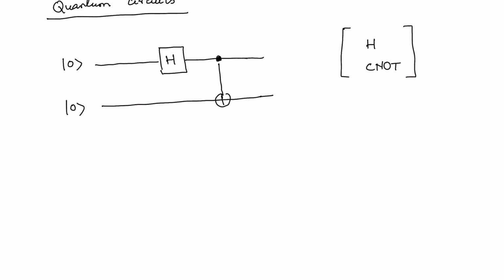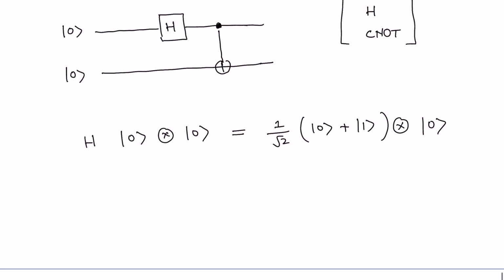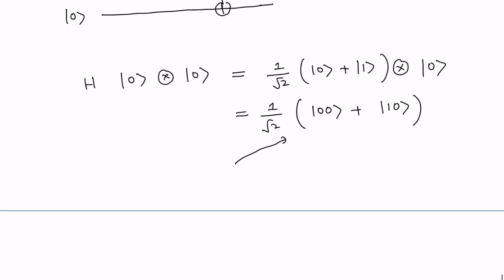So first, let us discuss the Hadamard gate operation. If the Hadamard gate is applied, it is going to act on the first qubit only, because the Hadamard gate is a single qubit operation. So it's going to convert |0⟩ to 1 by root 2 (|0⟩ + |1⟩), and the second qubit is going to remain as it is. You will get 1 by root 2 (|00⟩ + |10⟩).